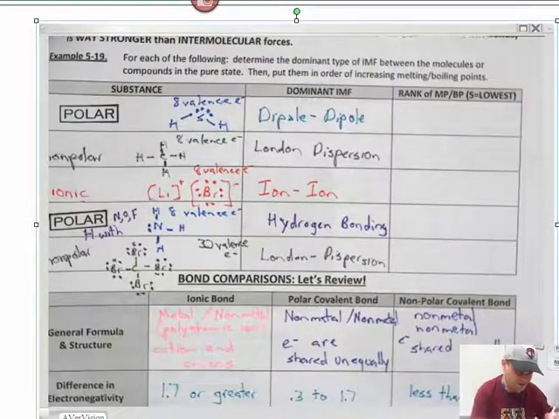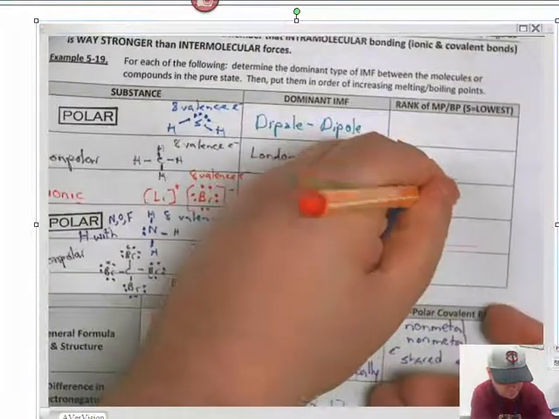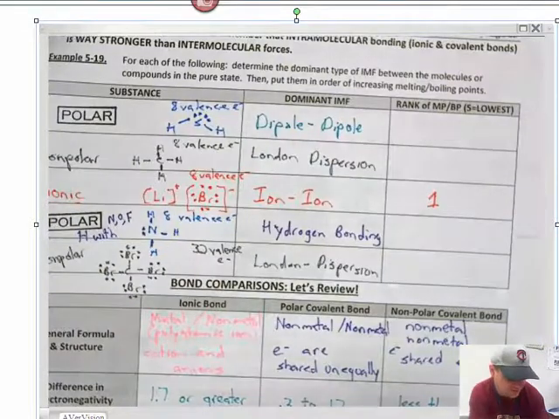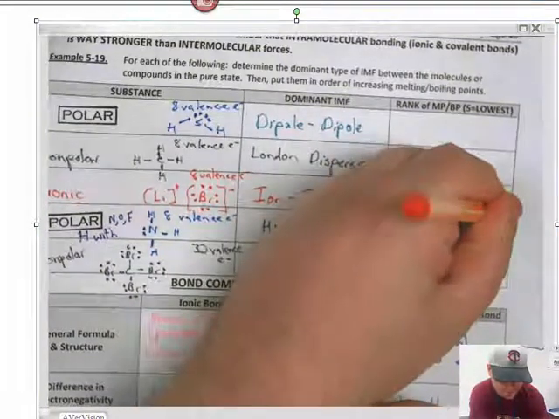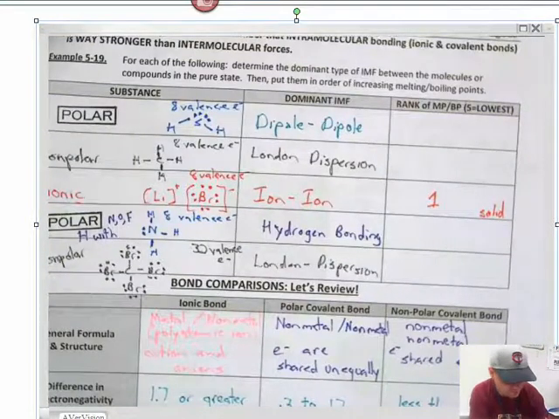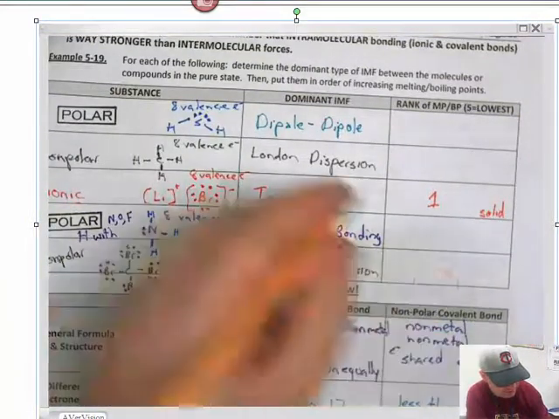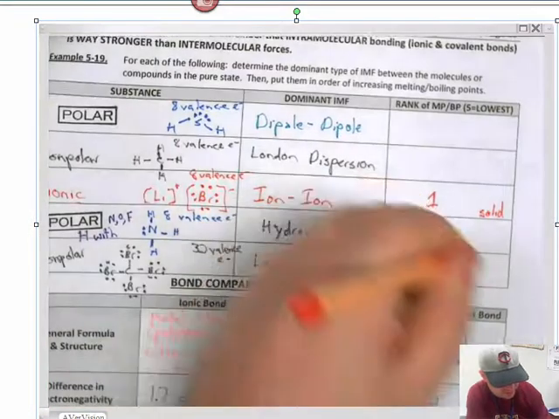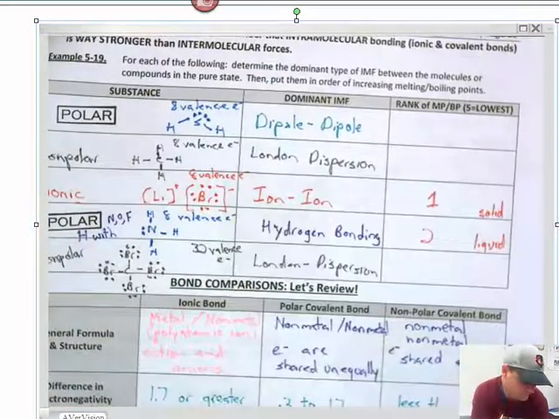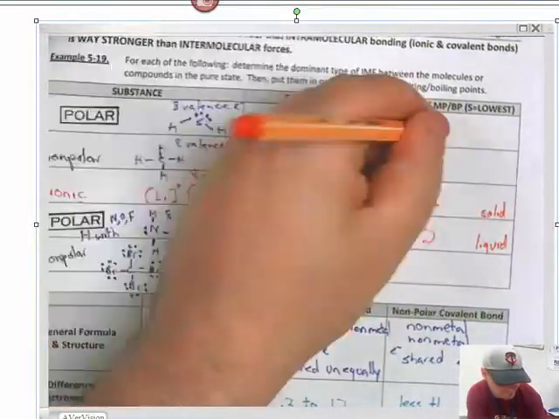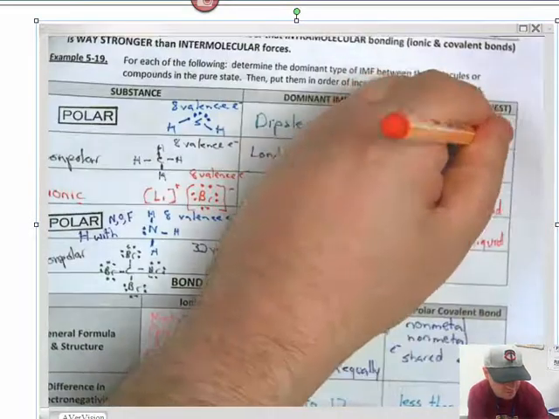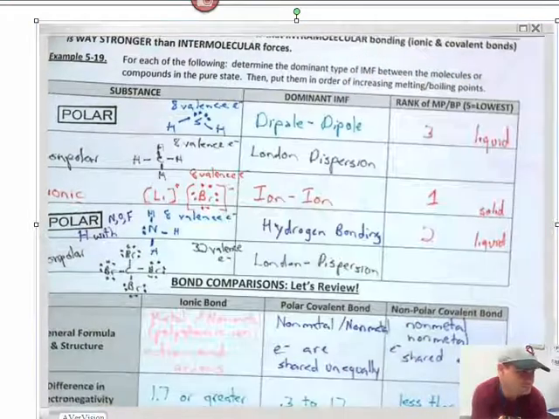Okay? Now we have to rank these. So we know ion is the strongest, so that's going to be number 1. That is going to be the strongest, because we also know that this is actually a solid. The next one here we're going to do is hydrogen bonding. That's number 2, because this is actually a liquid. Number 3, this is also a liquid. That would be our dipole, dipole.